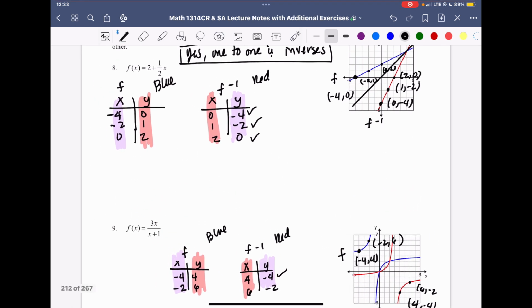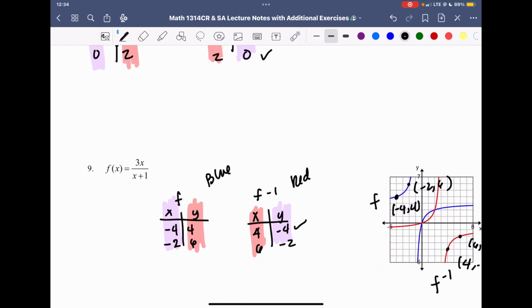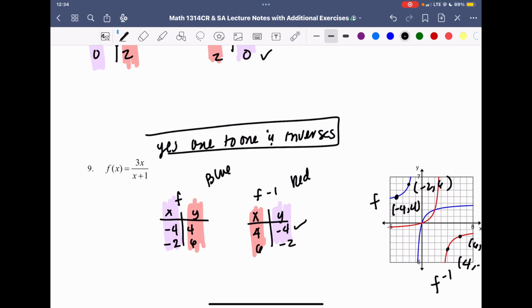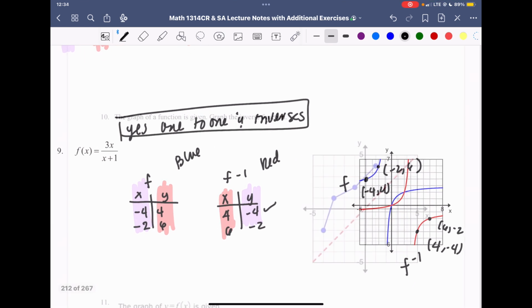So what did we say earlier? Yes, 1-to-1 and inverses. The inverse function.